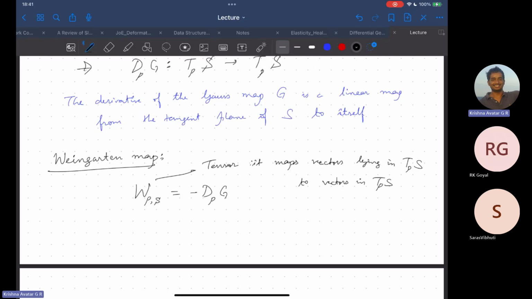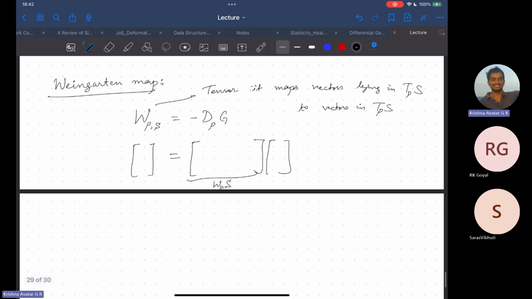So that part, I believe, was somewhat understandable, if not very much, but that's the whole role. So it's like you have some vector here, some vector here, some vector here, and this is the Gauss-Weingarten map. Now let's try and understand this W_P of F, how will we write this map?